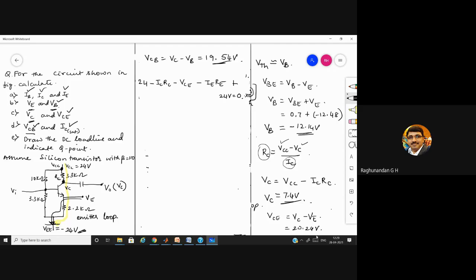Now we know the different values, and also we know that IC is almost equal to IE. So rearranging this, we get IC is equal to 48 minus VCE divided by RC plus RE.